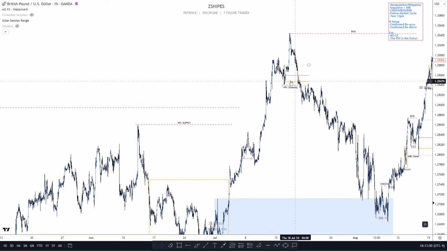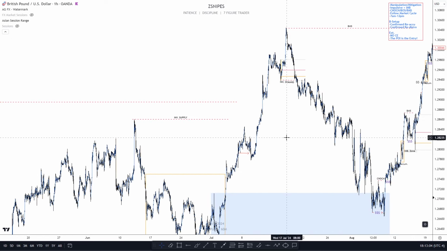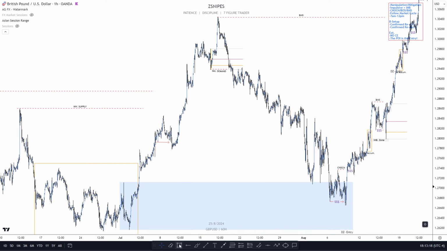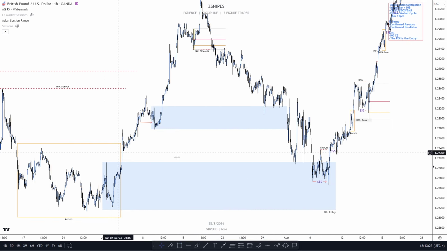So once this happens and I get invalidated off a demand zone, right? The first thing that comes to my head is reversal, right? We're starting a reversal opportunity. So once this happens, I automatically flip the switch and start looking for bearish continuations to the downside, targeting my demand zones. The first demand zone would be here, and then the second demand zone would be our origin, which is down here.